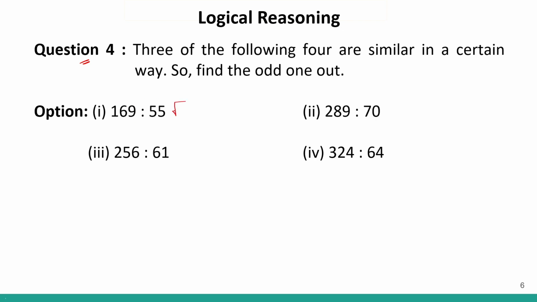If I do the under root of 169, that will give me 13. If I do the under root of 256, that will give me 16. If I do the under root of 324, I'll get 18. And if I do the under root of 289, I'll get how much? I'll get 17. So now I can see the relationship between 13 and 55, 16 and 61, 17 and 70, and 18 and 64.